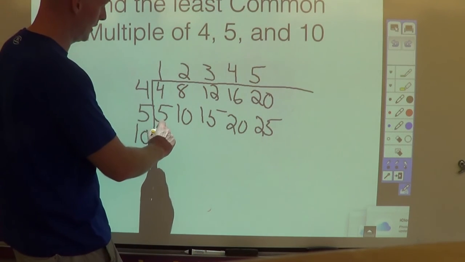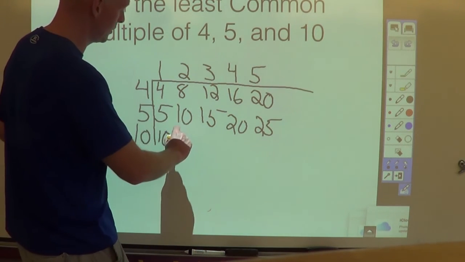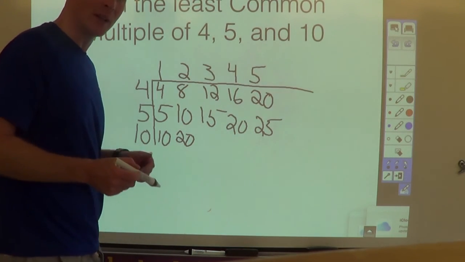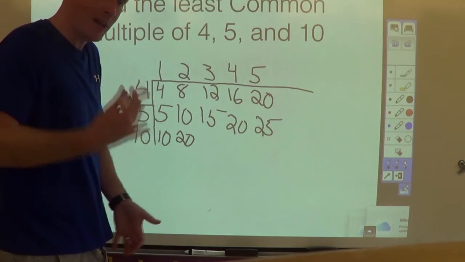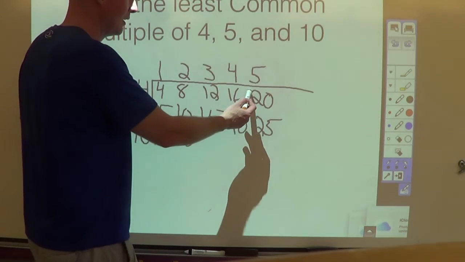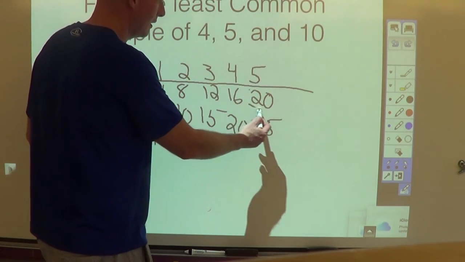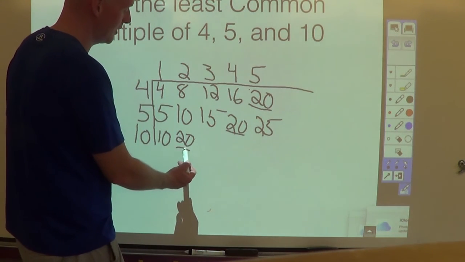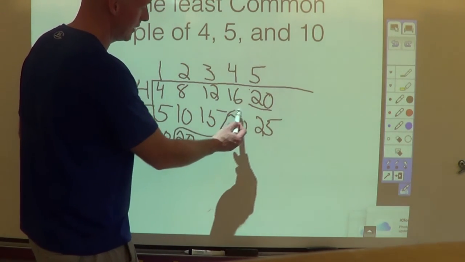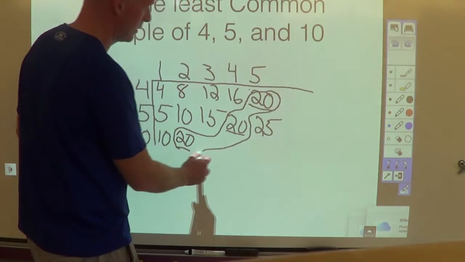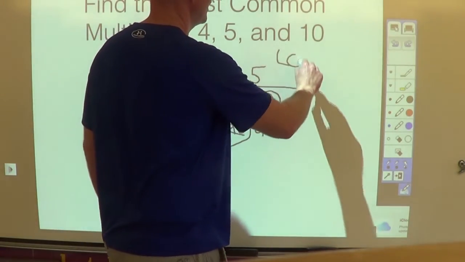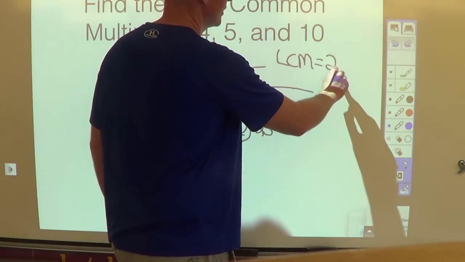And this one: 10 times 1 is 10. 10 times 2 is 20. Ooh. Now hopefully, as you wrote, you kind of picked up and realized that 20 appears here, 20 appears here, and now 20 appears here. That, ladies and gentlemen, is your LCM. LCM equals 20.